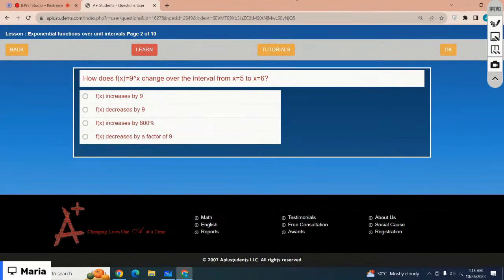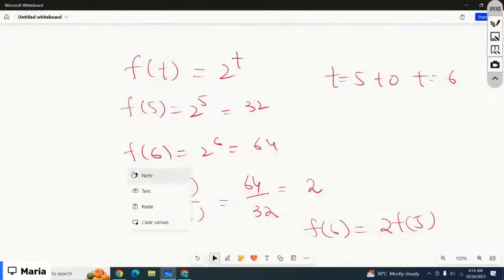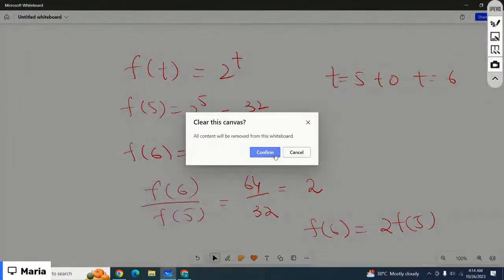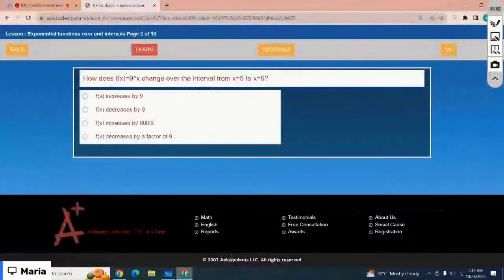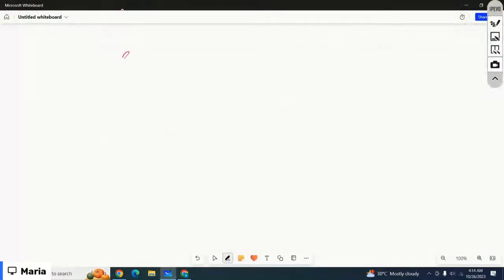Okay, just look at the next one. How does f of x equals 9 exponent x change over the interval from x equals 5 to x equals 6? Okay, f of x equals 9 exponent x. You need to see how it is changing from x equals 5 to x equals 6.